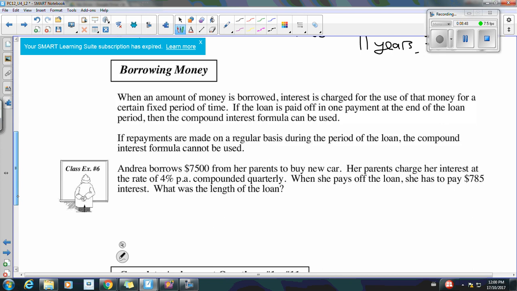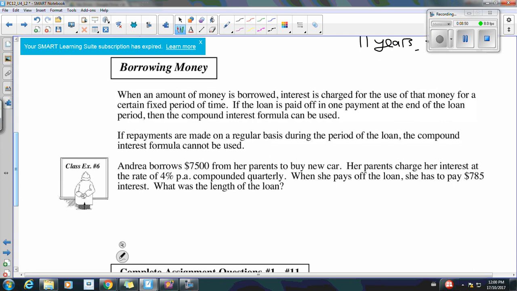Okay, last example here, borrowing money. When an amount of money is borrowed, interest is charged for the use of that money for a certain fixed period of time. If the loan is paid off in one payment at the end of the loan period, then the compound interest formula can be used.